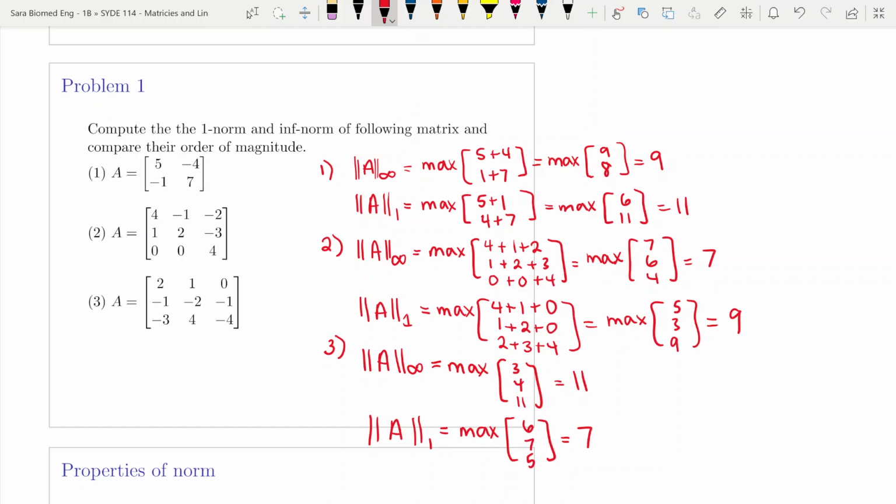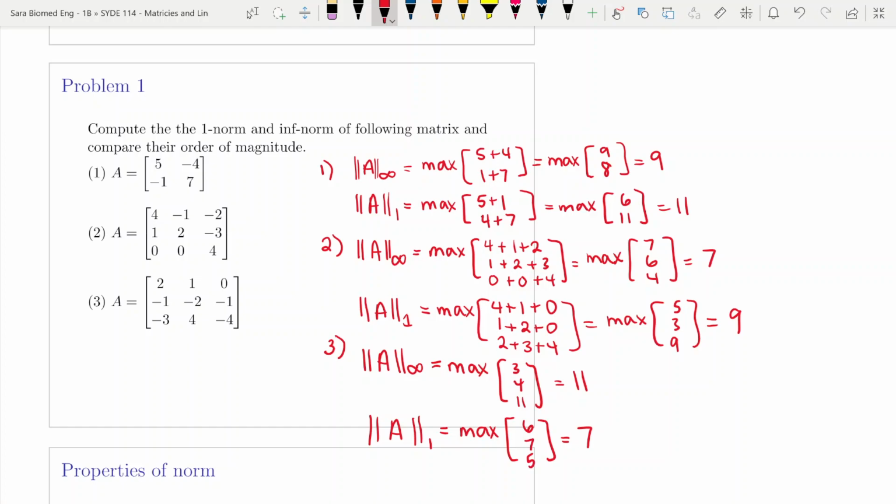Similarly, we do the inf norm. I'll just directly write it down. So the inf norm for this matrix: it's 4 plus 1 plus 2. So the first entry should be 7, right, because we're taking the sum along the row direction. And the second row is 1 plus 2 plus 3, so it's 6. The third row is 0 plus 0 plus 4. Now we take a max, and that is 7. All right, again, it's different, but similar, close to each other.